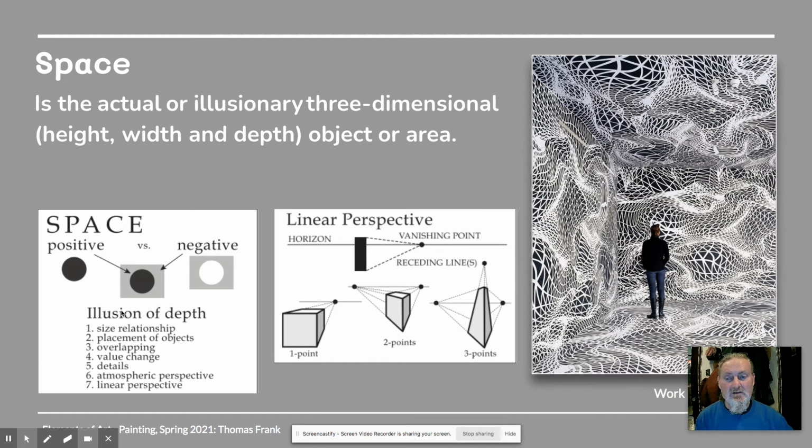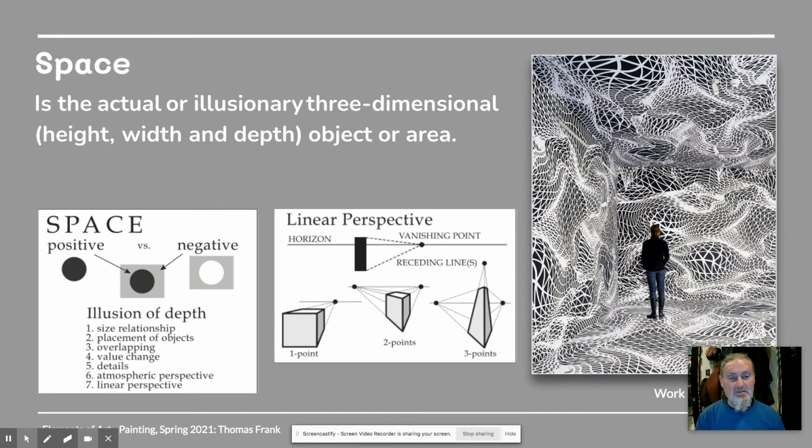There are many ways of creating illusions of depth, especially when you're dealing with a 2-dimensional surface, and that has to do with size relationship, placement of the objects in different parts of your surface, overlapping one thing in front of another can create this illusion of space. Value change, like we saw in the form. Then we have details, where you're able to see more details that will come forward. Where you see less detail or it's blurred, it will recede in space.